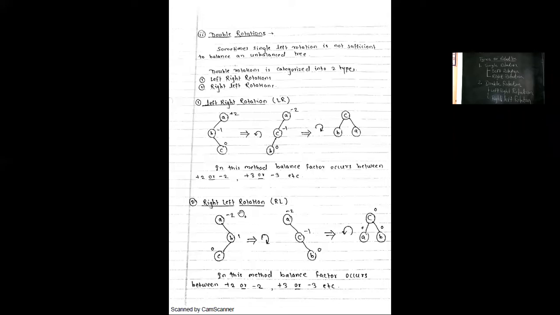After that, next one is the right-left. So how to decide whether it is left-right or right-left? That depends on the structure. By observing the structure, we are able to understand which rotation will be applied. Now you can observe the second diagram. Here right-left rotation is applied.